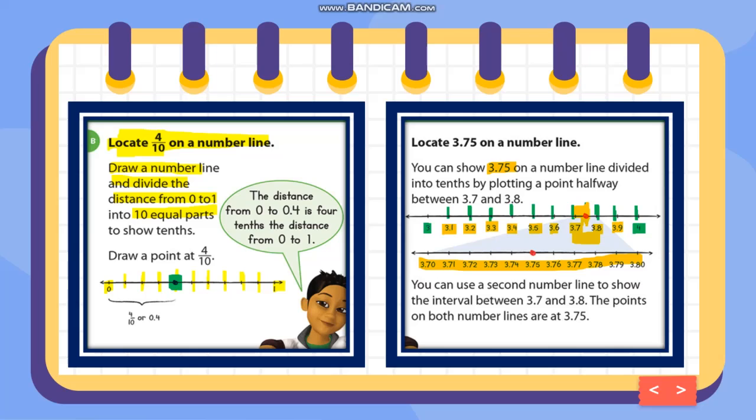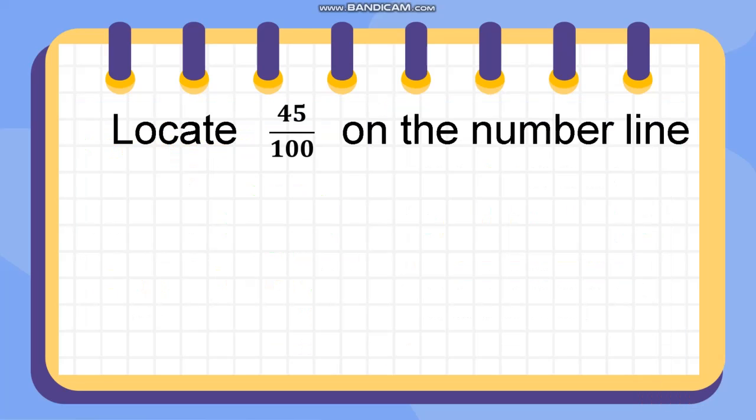Why is 3.75 at the center? After 3.7, and 3.7 is the same as 3.70, we have 3.71, 3.72, 3.73, 3.74, 3.75. That's why it is at the center, in between 3.7 or 3.70 and 3.8 or 3.80. Or we can read this as 3 and 70/100 and 3 and 80/100.